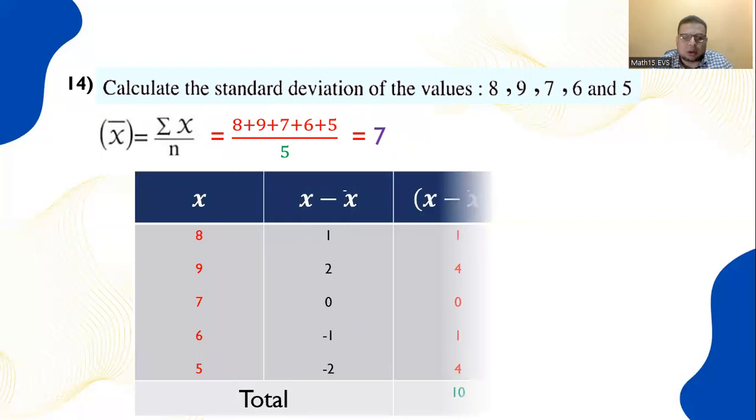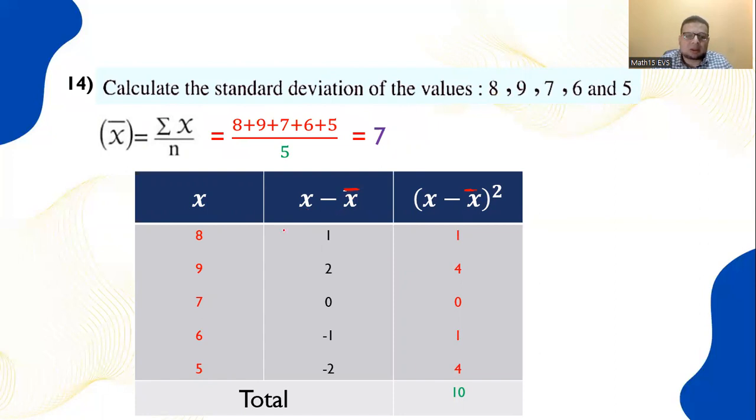Draw the 3 columns here: x, x minus x bar, and x minus x bar, the whole power 2. The first column is the values of x: 8, 9, 7, 6, 5.